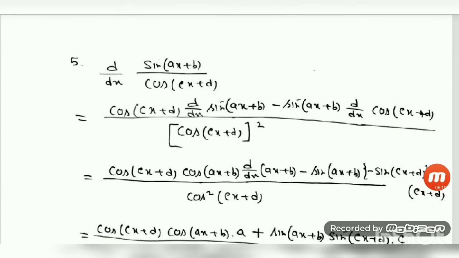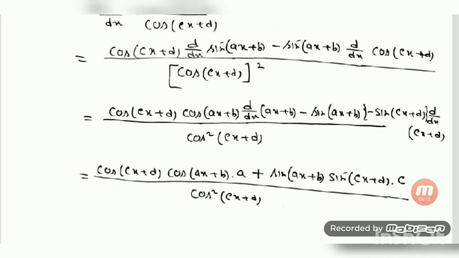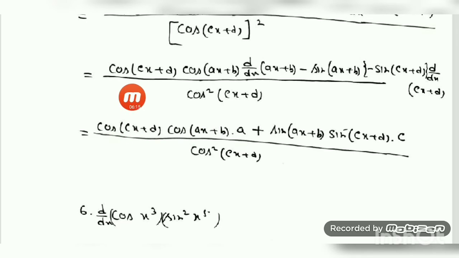This is all this portion in the numerator, okay? Now do the simplification. Cos of cx plus d, cos of ax plus b. Here, d/dx of ax plus d/dx of b. A is a constant that comes out, d/dx of x is 1 and of a constant is 0, so I have written only a here. This minus and minus become plus, sine of ax plus b, sine of cx plus d. Again doing the same simplification. C is a constant, d/dx of x is 1 and d/dx of a constant is 0, so only c will be left. So this is your solution.